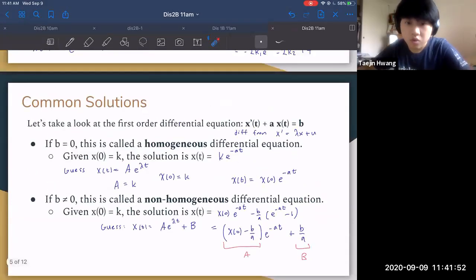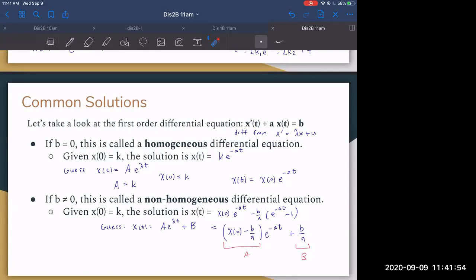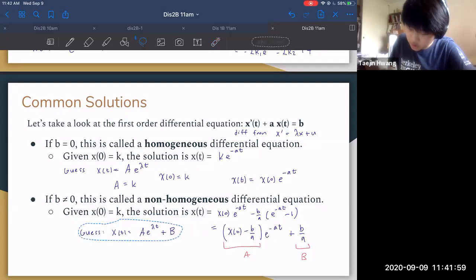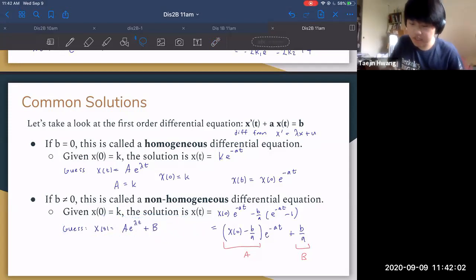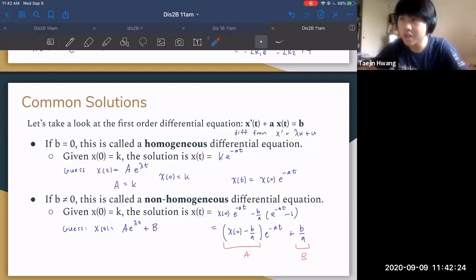Yeah. So you're just defining big A and big B as those terms, but simplified? Yeah, so the better way to connect this is, if we were to guess a solution of this form, A e to the lambda t plus B, we're always going to get the fact that A is equal to x0 minus B over A, and B is equal to B over A. This is just always going to be the case. These two quantities are always going to be equal, quote unquote by random chance, but really by the uniqueness theorem that I'm going to talk about.